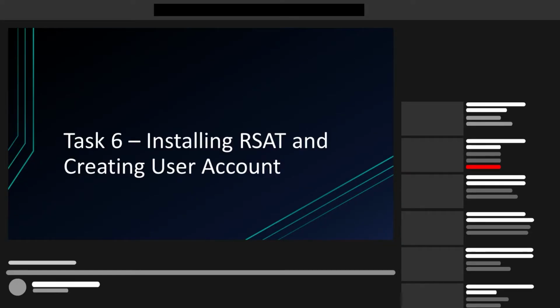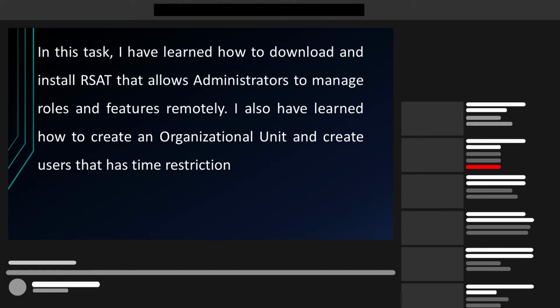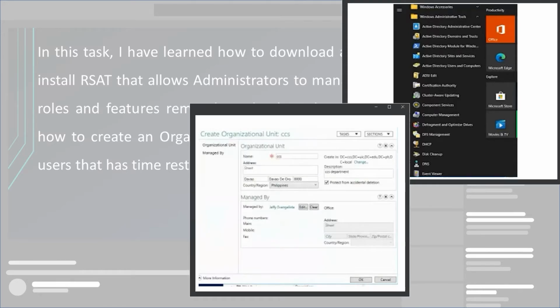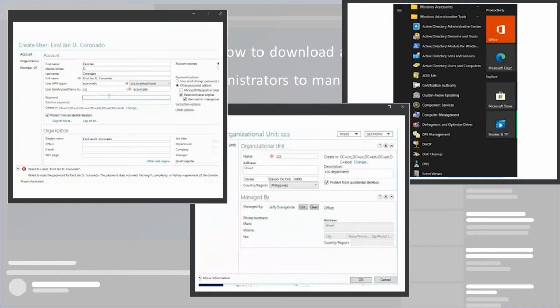Next, task number 6. Installing RSAT and creating user account. In this task, I have learned how to download and install RSAT that allows administrators to manage the roles and features remotely. I also have learned how to create an organizational unit and create users that have time restriction. So this is the screenshot on the client PC side. So this is when the RSAT was installed already. This is the organizational unit, and this is during the creation of the user. So let's proceed with the next task.